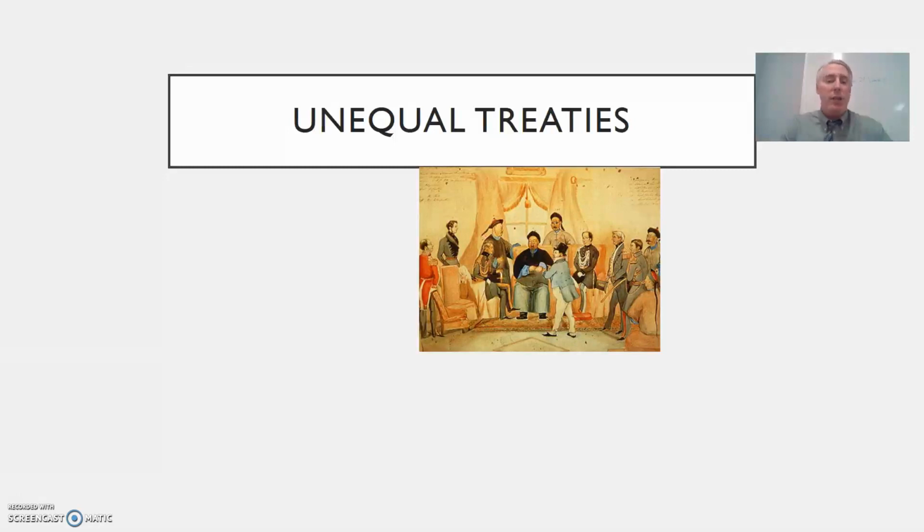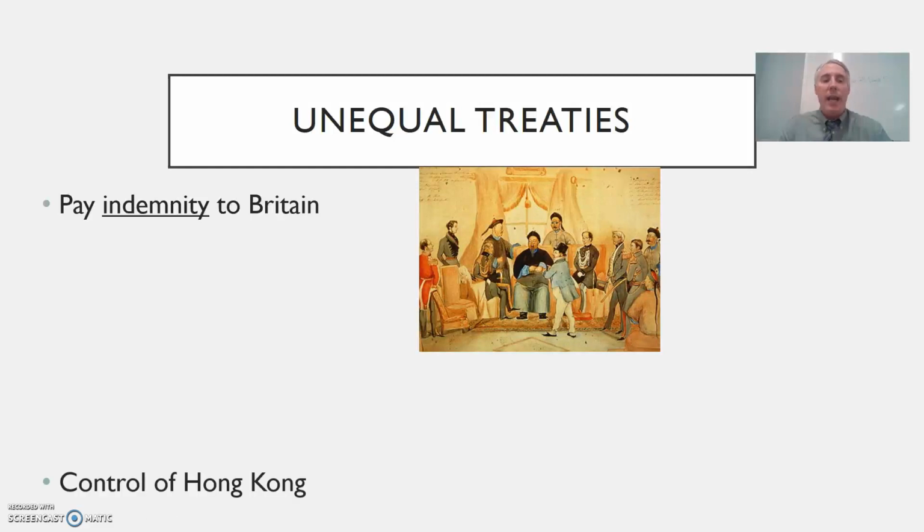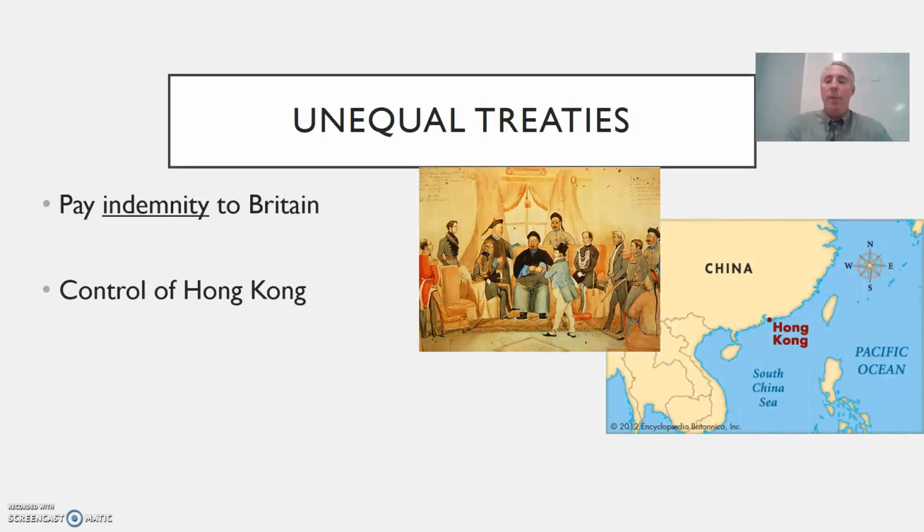And some of the terms that the Chinese had to stomach were paying indemnity to Britain. This means that China had to pay for the damages suffered by the British during the fighting. China also had to hand over control of Hong Kong. Now, Hong Kong is actually an island down here in southeastern China, and it was a very important trade port. And controlling it meant that you controlled all the trade coming in and out. Hong Kong would actually remain a part of the British Empire up until the late 20th century.